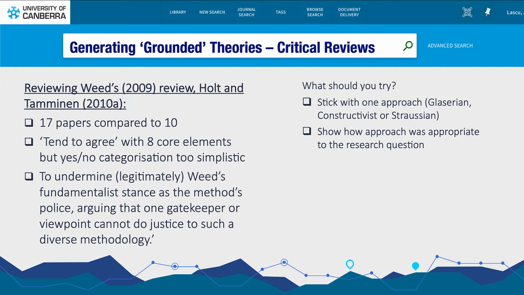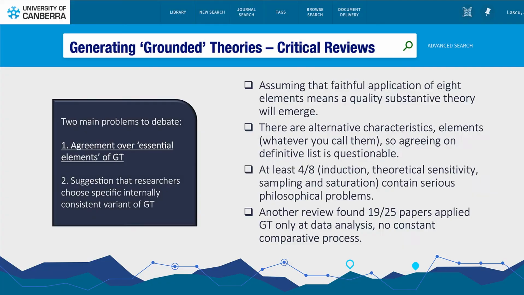So, what should you try then? Well, stick with one approach. Understand what your perspective is and which one matches you and the work that you're trying to achieve. You also need to show how that approach was appropriate to the research question too. So it's not just about you, but also what you're trying to find.